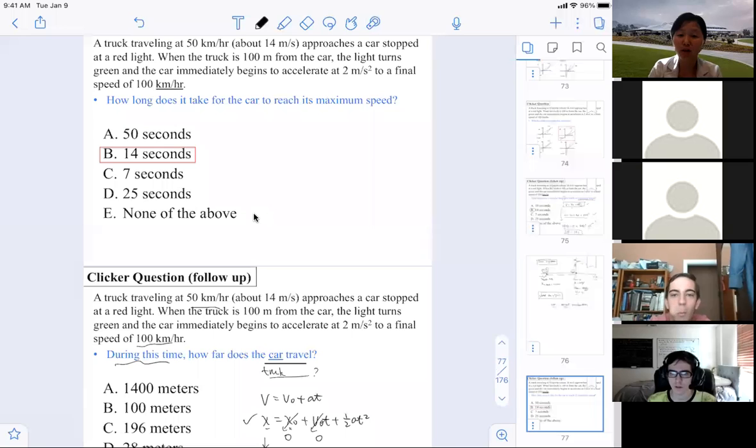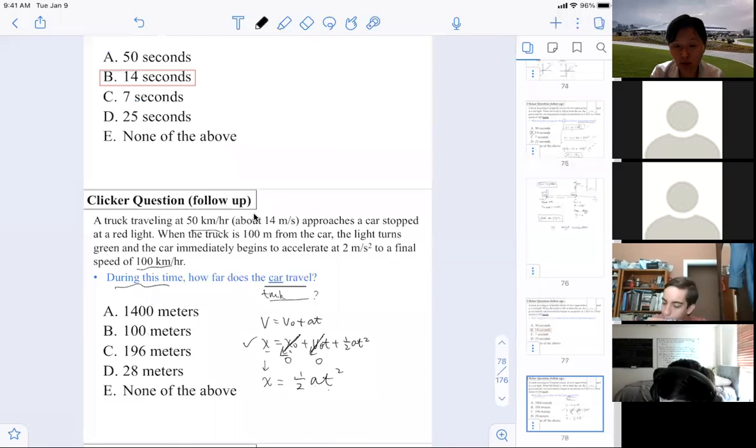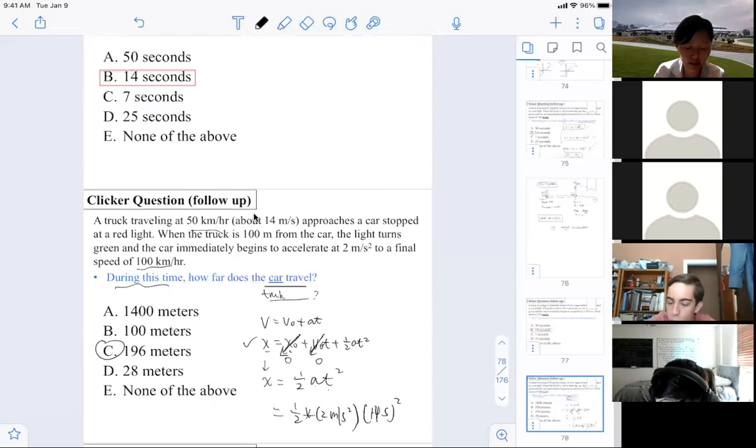Okay, let's calculate how far the car travels. I can always choose my coordinates, whichever is easy for me to calculate. So I chose to put my origin at 0 at the initial position of the car, so I get x naught to be 0. I can also choose my initial velocity of the car, because it was stopped at the moment, so it was also 0. So calculating the distance it traveled would be easy, right? You plug in the acceleration, 2 meters per second squared, you plug in the time, 14, and you can calculate the distance the car travels: 196 meters. So the answer for this one is C.